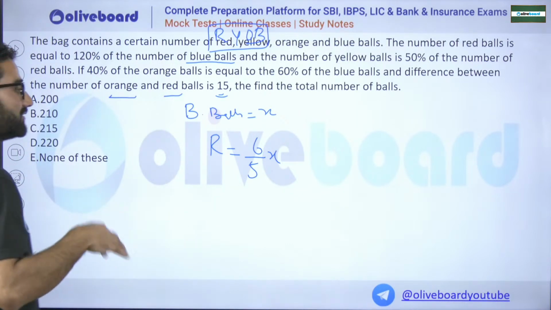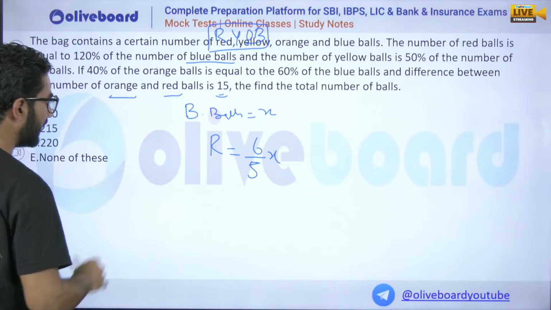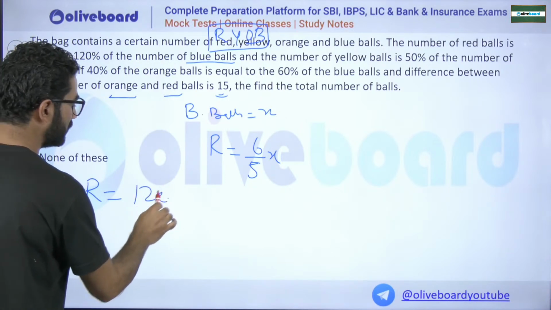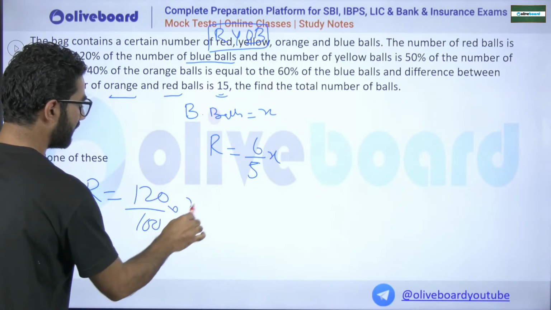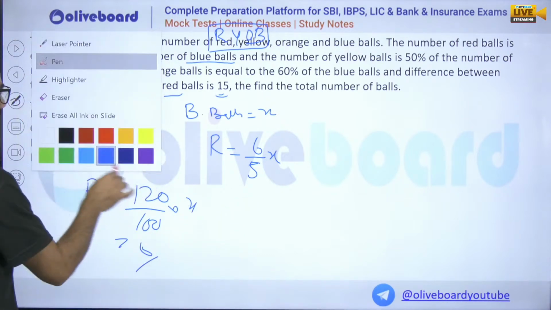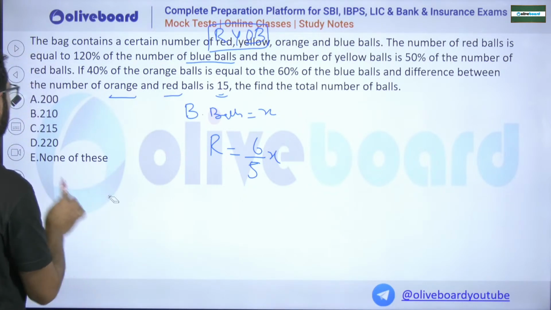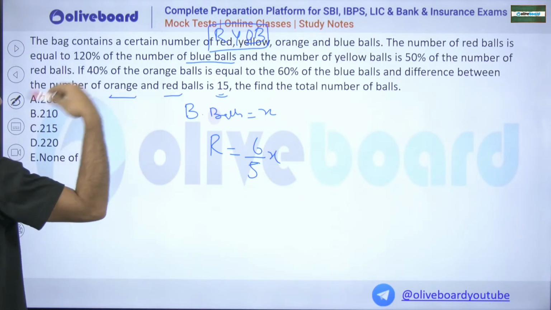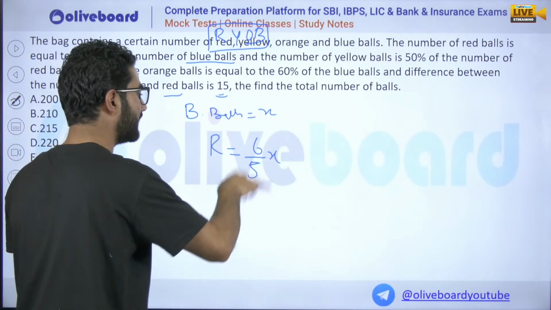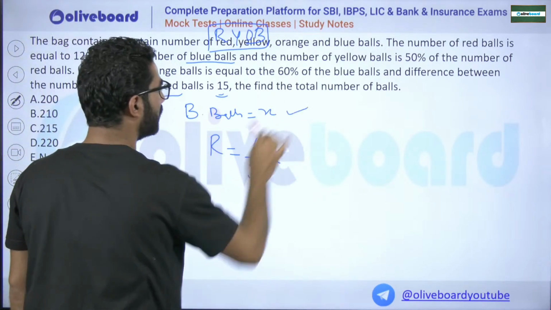These calculations, if you do a lot of them, obviously you will do them fast. How do we calculate R? This will be 120 upon 100 multiplied by x, which is 6 upon 5. That's why I just write this. If you make percentage calculations very fast, in future you will never write 120 upon 100 into x; you will directly write 6 upon 5. Okay, red balls are given, blue balls are taken.